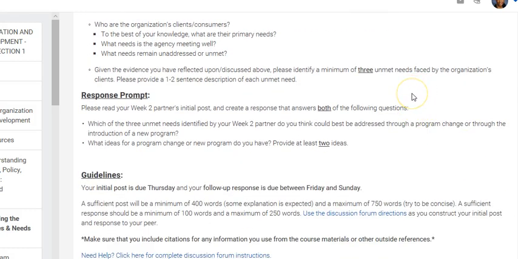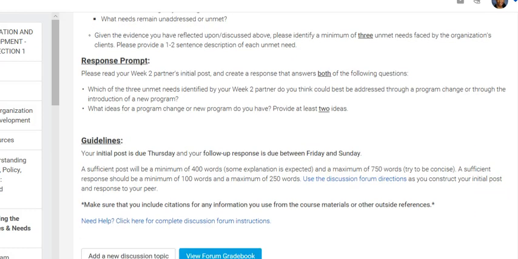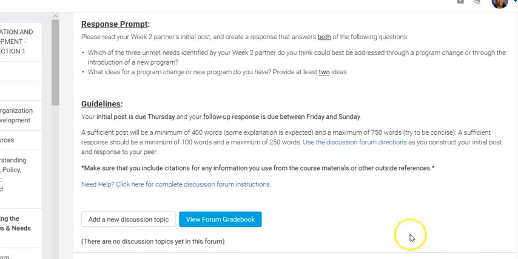So, you're going to read your partner's post, and then you're going to respond to what they have posted. And here are the parameters for your response. Your initial post is due on Thursday, and your follow-up posts are due between Friday and Sunday. Please let me know if your partner has not posted by Thursday. I will try to keep track of that myself and give you alternatives if your partner has not posted.